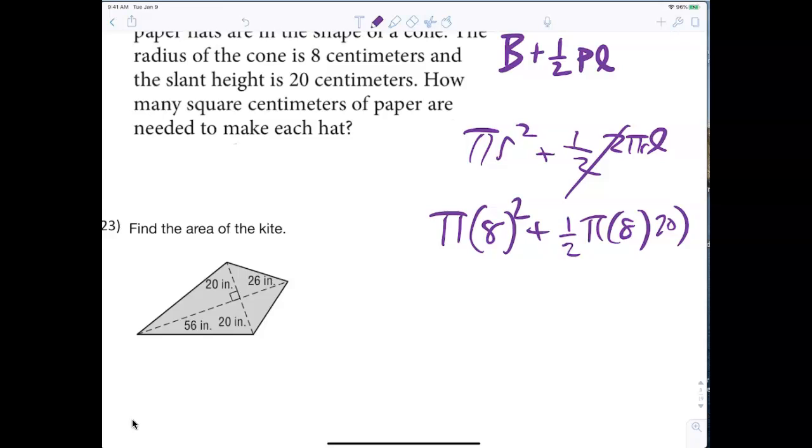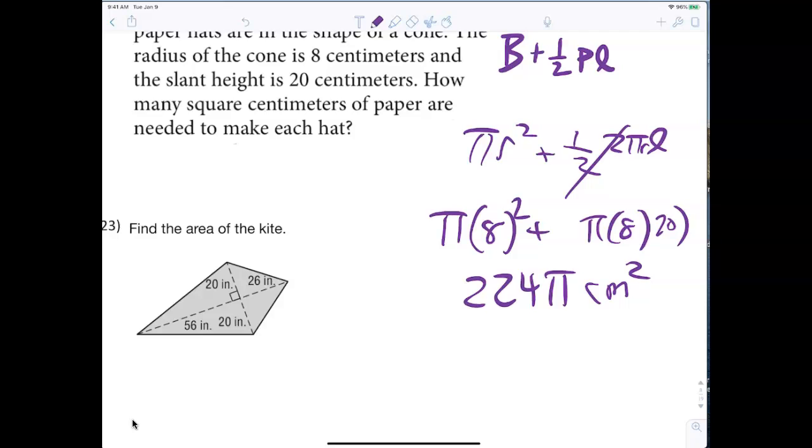Yeah, it did. Why did you put the 1/2? Thank you. So it was what again? 224 pi, and that would be centimeters squared. Thank you. Everybody good with that?